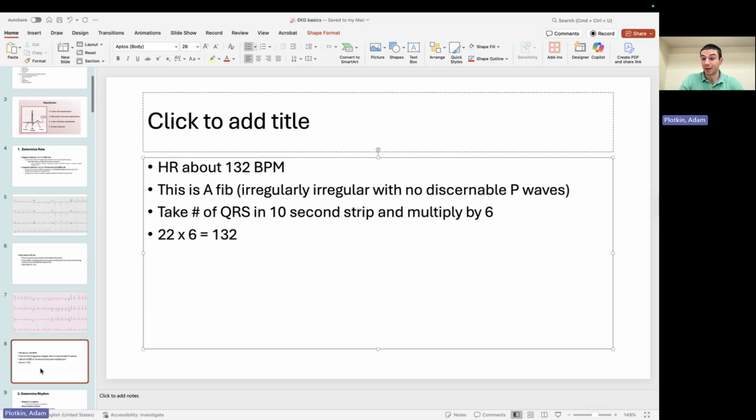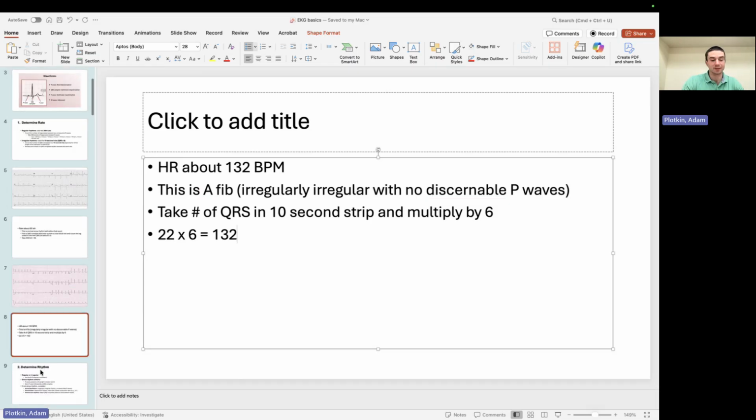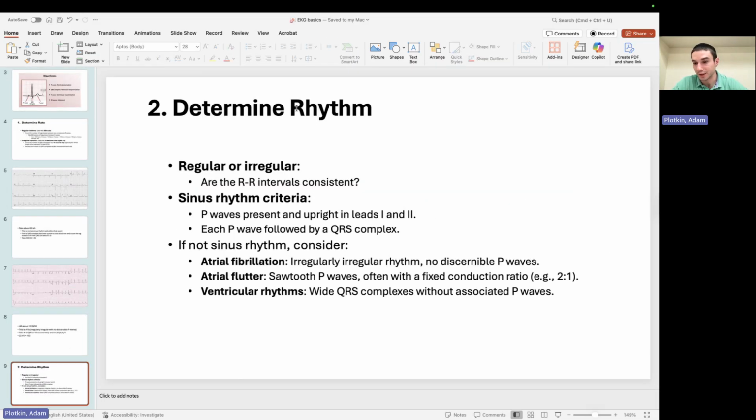All right. So again, for rate, with regular R to R intervals, 300 divided by the number of big boxes in between the R to R intervals. If it's irregular, take the number of QRSs times 6. I cannot stress this enough. On your M1 exam, especially if you're an MCW student watching this, on your midterm exam, there will be at least one question, if not multiple, just calculate the rate. Easy points.